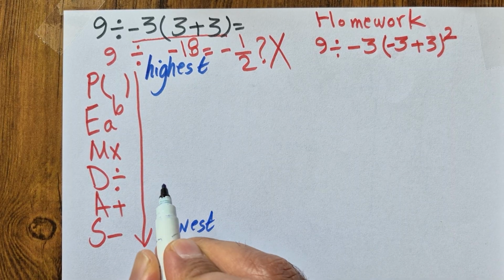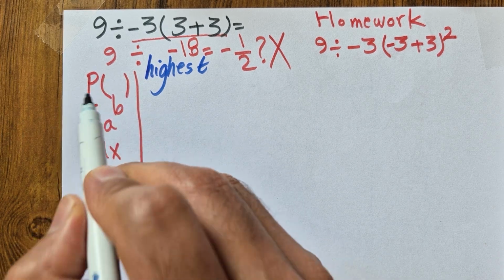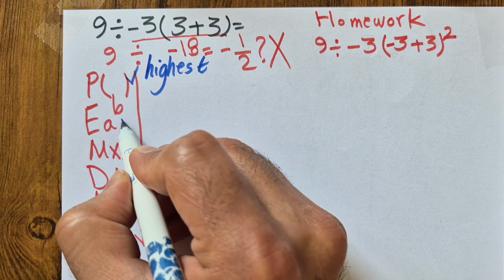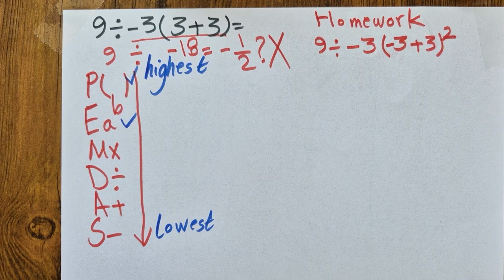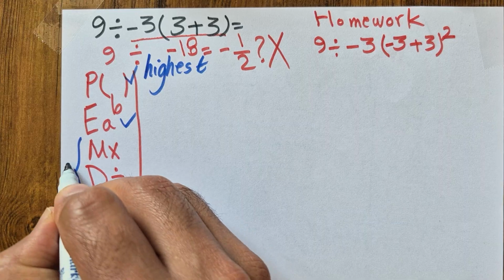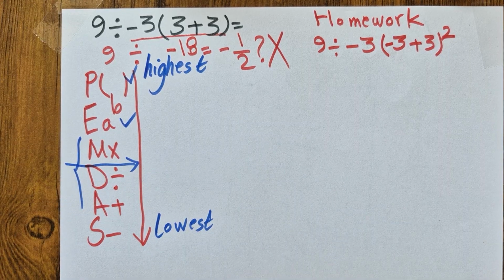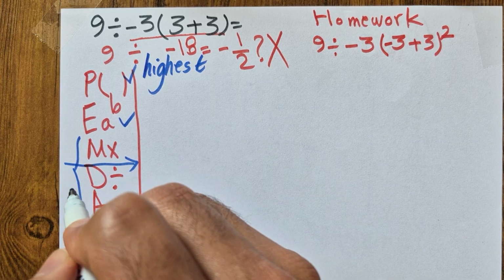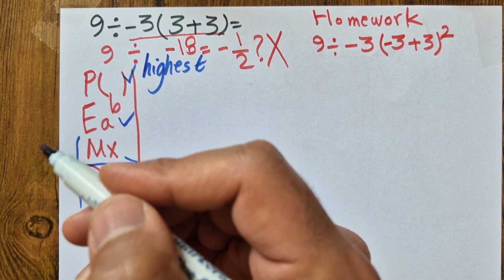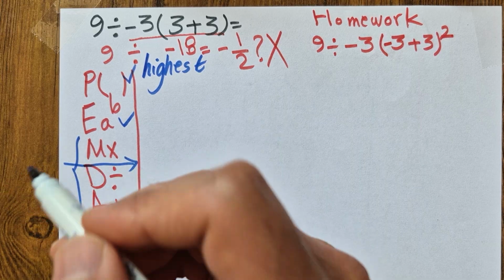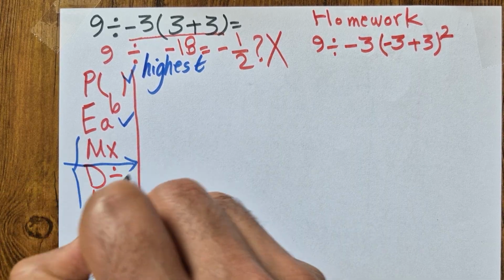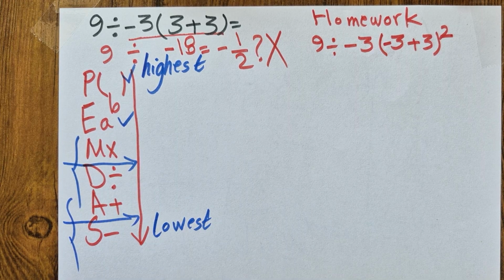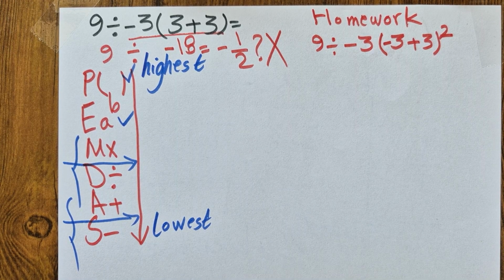What PEMDAS tells us is that you must do parentheses at first whenever you see them. They have the highest priority. Then go for exponents, then go for multiplication and division from left to right. So the order is not important. So go from left to right. They have the same priority and the same precedence. MD or DM doesn't matter. This is really important. Pay attention to this. And finally, addition and subtraction go from left to right.